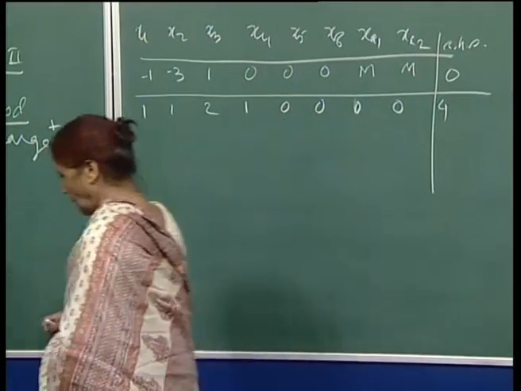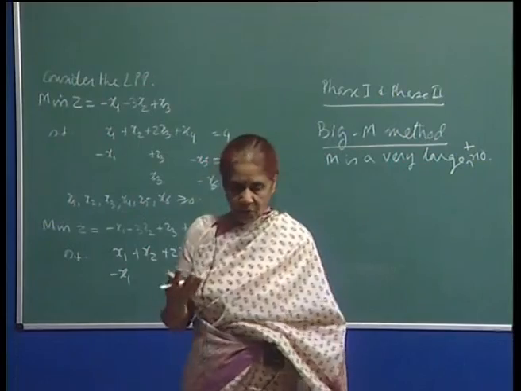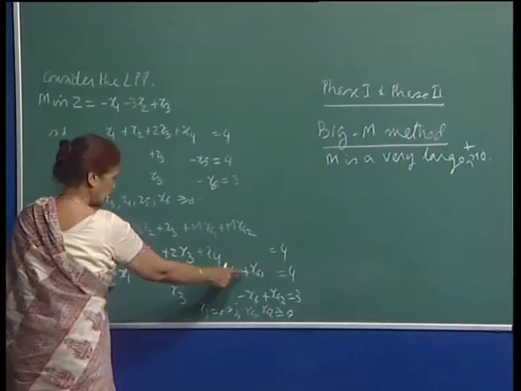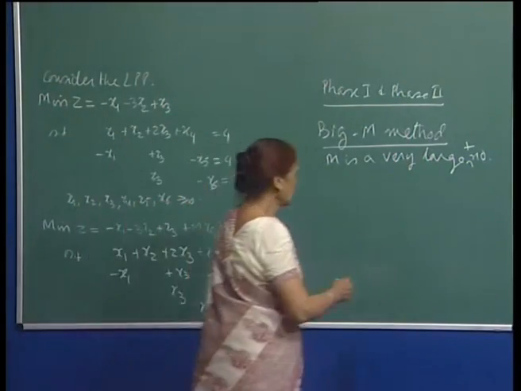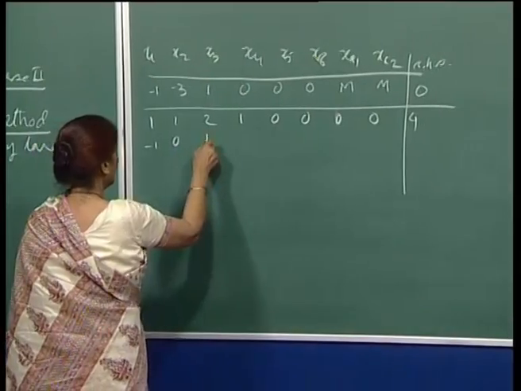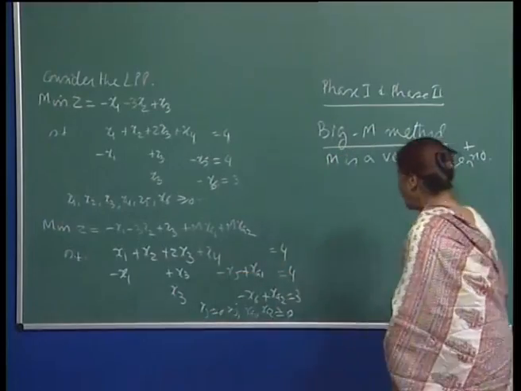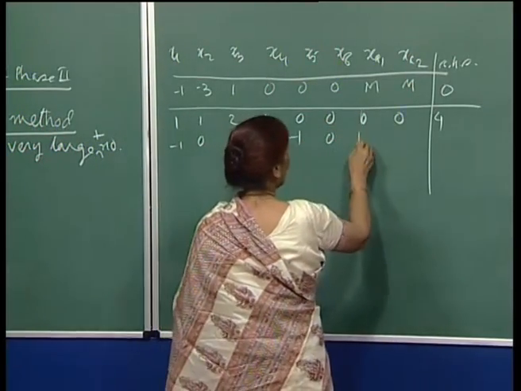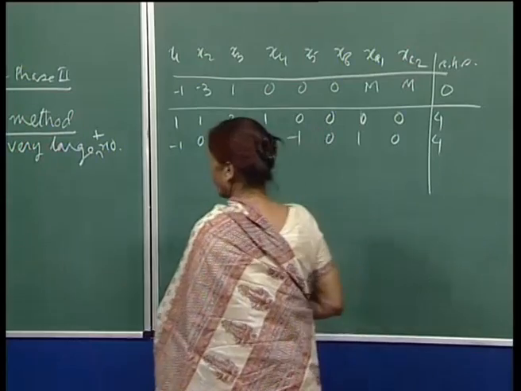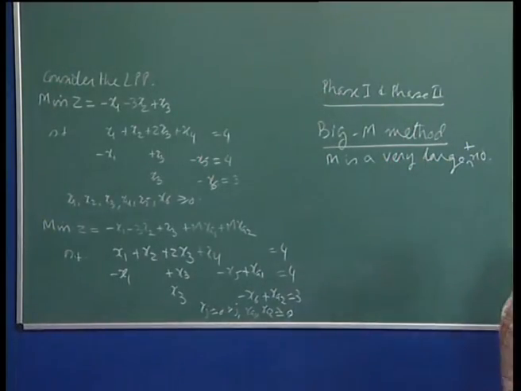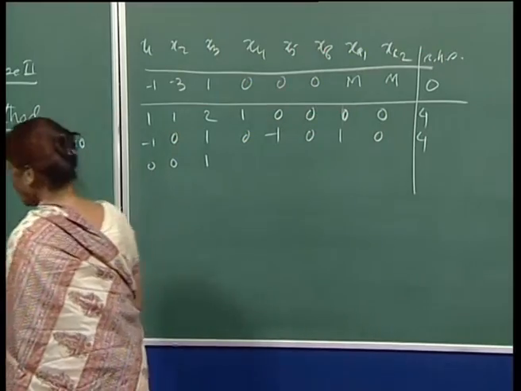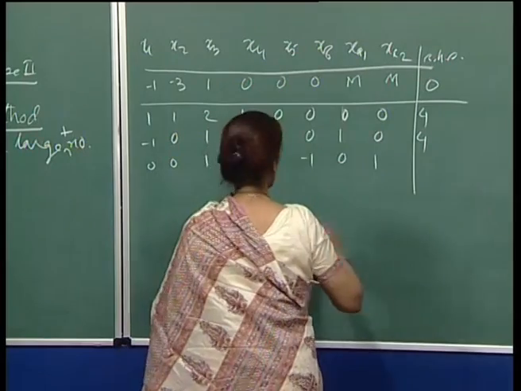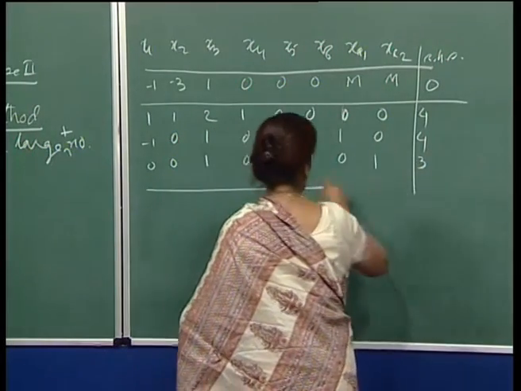I am trying to solve as many problems as possible so that you get very familiar with the simplex algorithm. Fine. So, the second constraint will be minus 1, 0, 1, then 0, minus 1, 0, then 0, 1, 0, and this is also 4. And the last constraint is 0, 0, 1, and then you have 0, 0, minus 1, 0, 1, and this is 3.